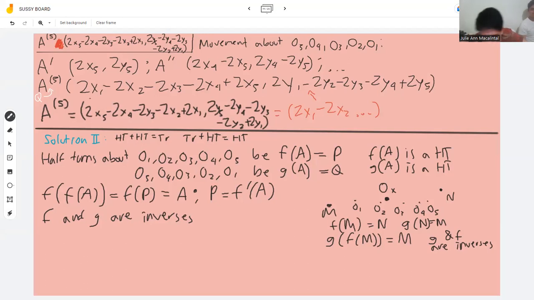So since G and F are inverses, G of A is equal to Q. So G of A is equal to Q. F inverse of A is equal to Q.